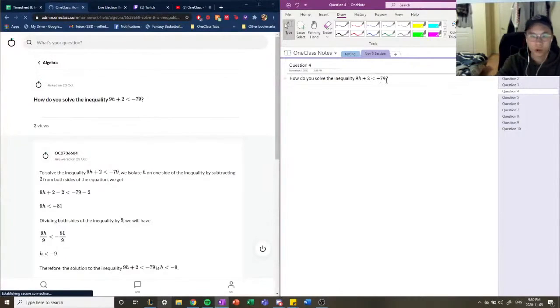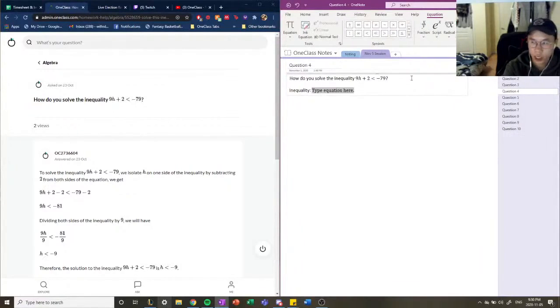How do you solve for the inequality 9h plus 2 less than negative 79? So if you guys are not aware, inequality is a mathematical symbol that represents what kind of statement it is. So there are a few kinds of inequalities.